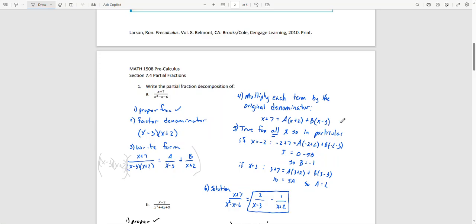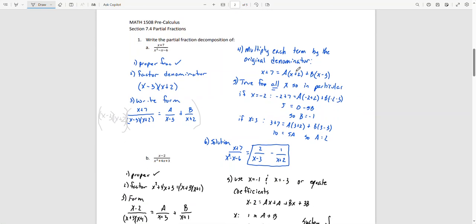It's true for all x. So in particular, if x is negative 2, put negative 2 in for x. Negative 2 plus 7, A times negative 2 plus 2, plus B times negative 2 minus 3. Negative 2 plus 7 is 5. Negative 2 plus 2 is 0. 0 times A is 0. Negative 2 minus 3 is negative 5 times B is negative 5B. If 5 is equal to negative 5B, B has to be negative 1.